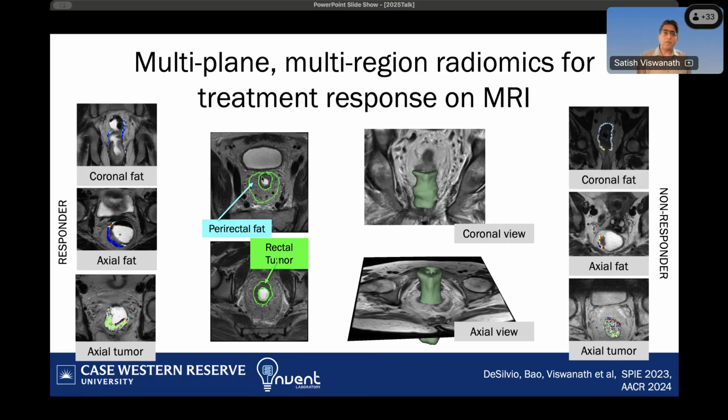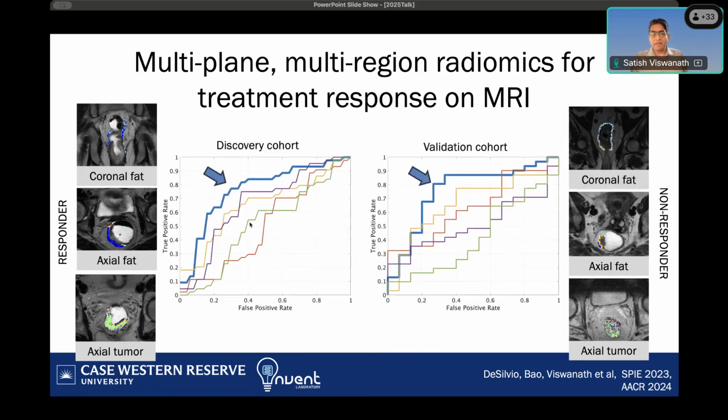So as it turned out, when we extract the signatures from each of these different regions and put them together, that's this blue curve here. Integrating information from multiple regions and multiple planes actually performs a lot better, in both our training set and our validation set, compared to any of the individual regions, which are here in the other colors.